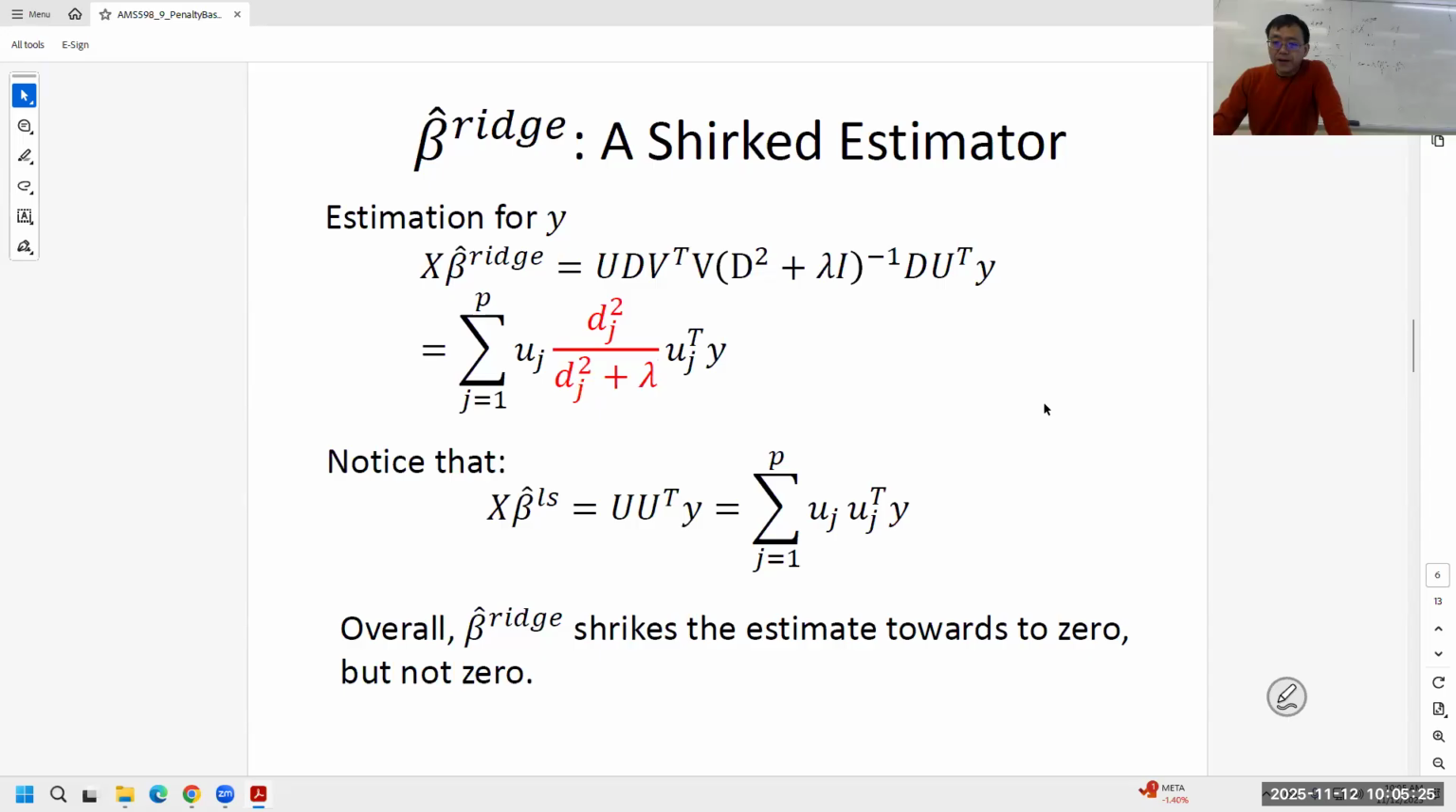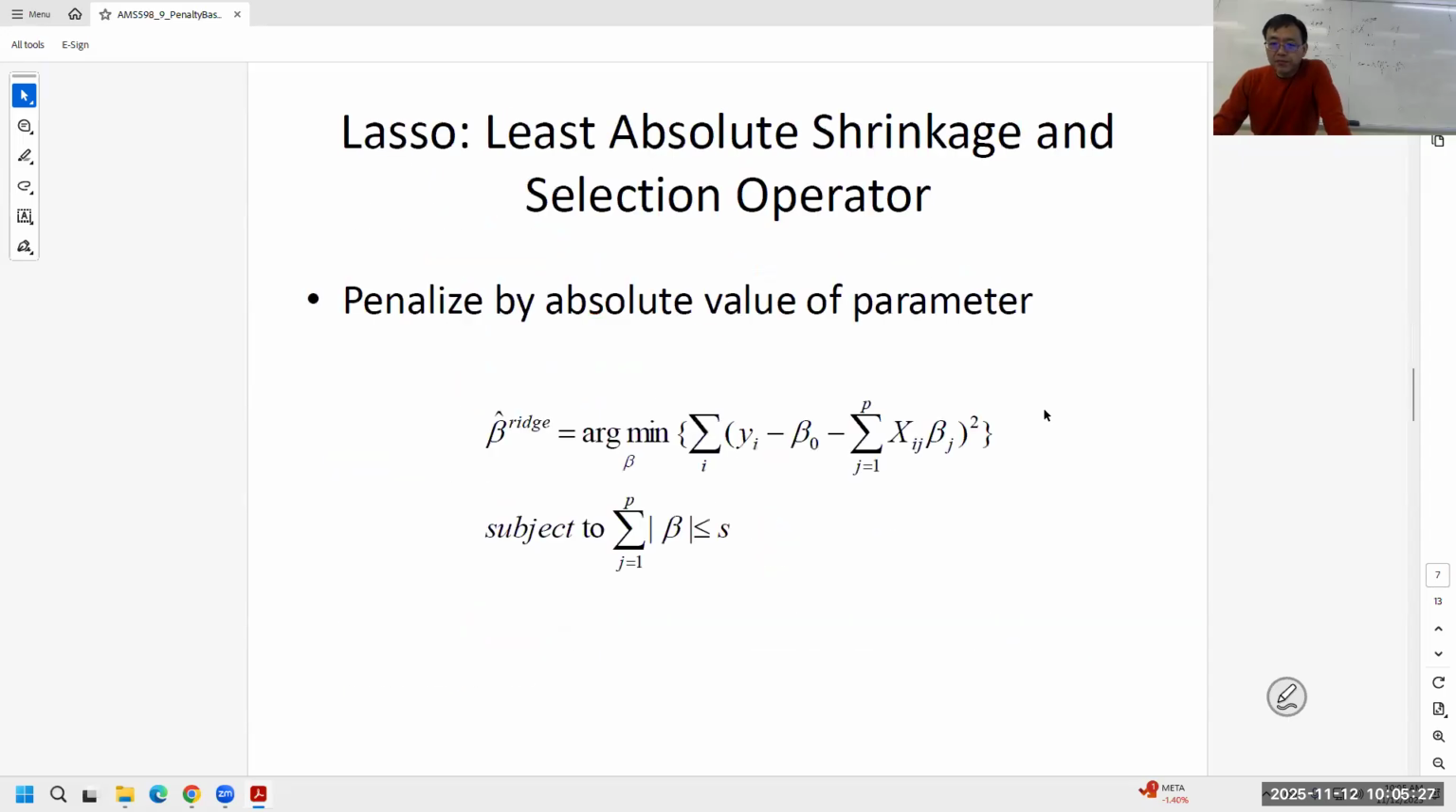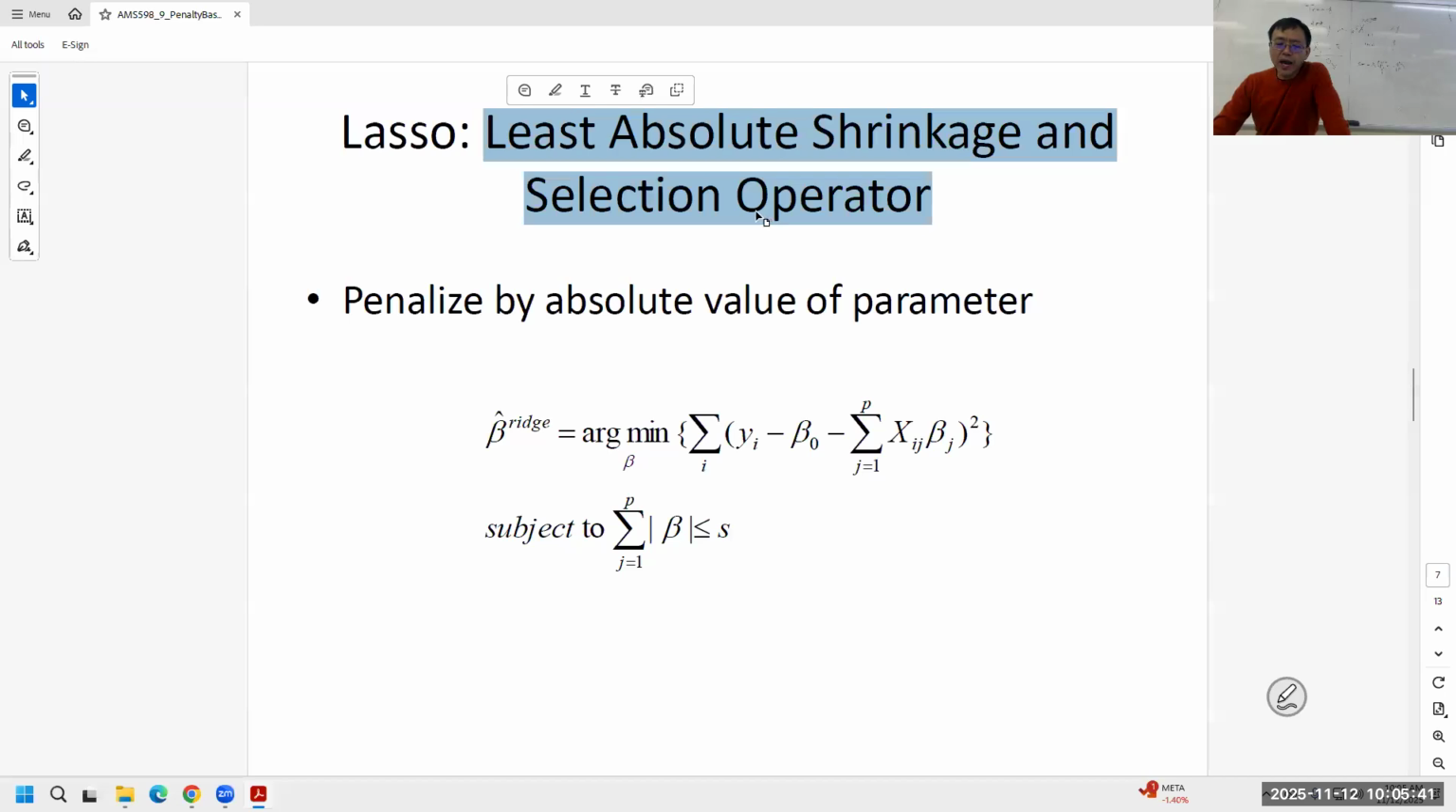All right. So for the lasso regression, so that's ridge, right? Ridge is easy to understand. Now lasso regression, lasso stands for least absolute shrinkage and selection operator. It's a long name, okay, but in fact it's very simple.